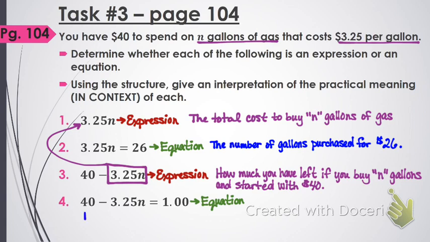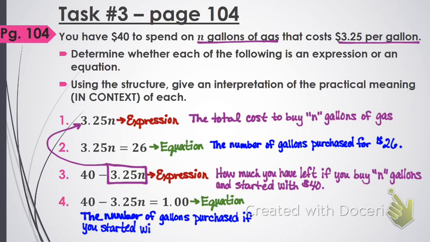So this is the number of gallons purchased if you started with $40 and have $1 left over.